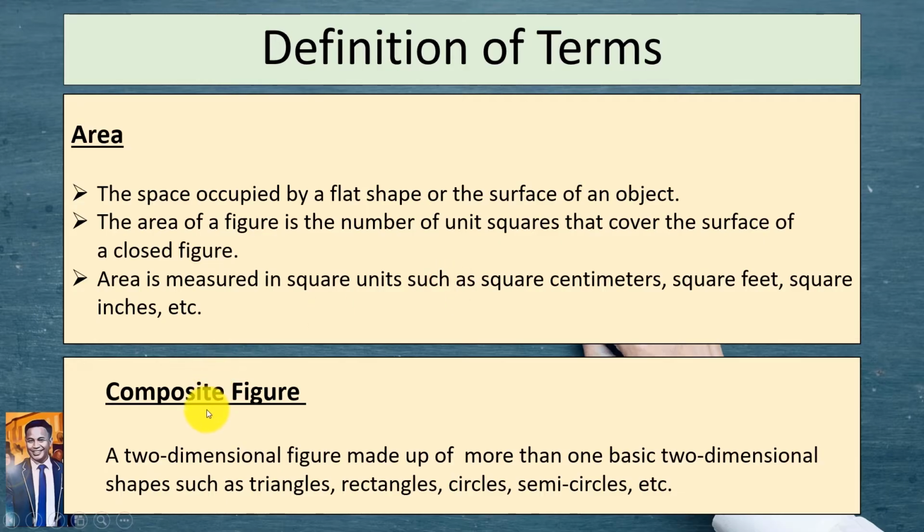Next, composite figure. What is a composite figure? A composite figure is a two-dimensional figure made up of more than one basic two-dimensional shapes such as triangles, rectangles, circles, semicircles, and others. Okay. So, pag sinabing composite figure, meron siyang magkakasama, pwedeng dalawang triangle, pwedeng rectangle na sila ay connected sa isa't isa. They make one figure pero makikita natin na merong iba't ibang two-dimensional figures.